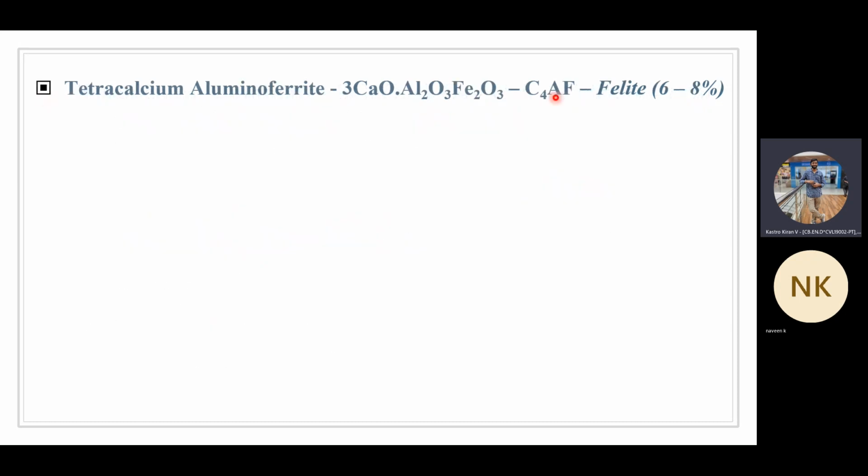So in C4AF, we have the calcium content, the alumina content, and the ferrous content, that is iron. Calcium, alumina, ferrous. It is represented with the formula C4AF, and it can also be called ferrite. F represents ferrous here. Fe represents ferrous. So that is called ferrite, and the ferrite content should be 6 to 8% in the cement. Okay, 6 to 8% should be the C4AF content in the cement.